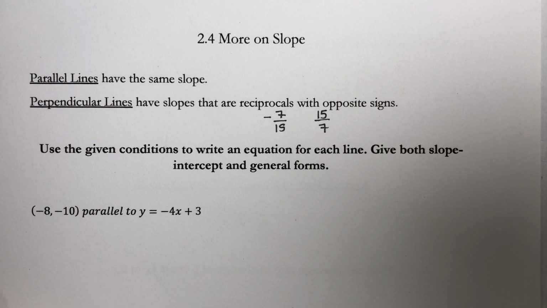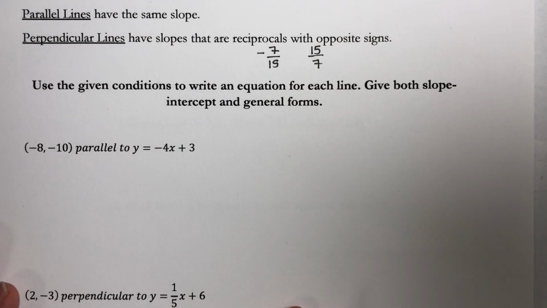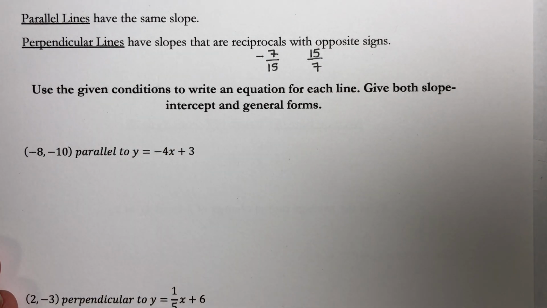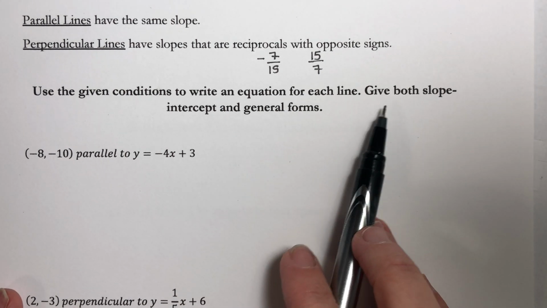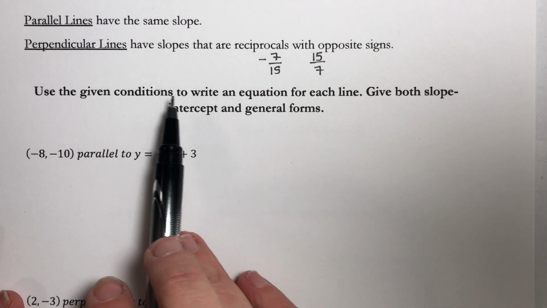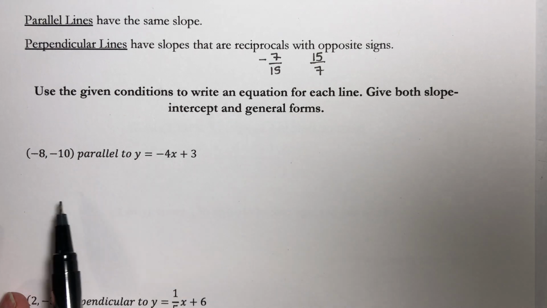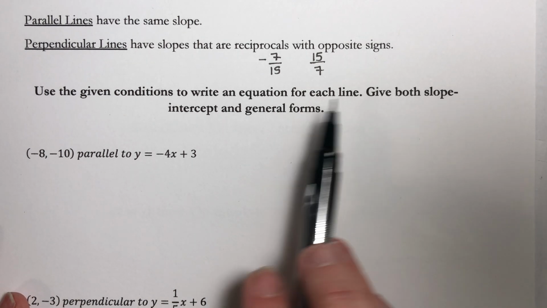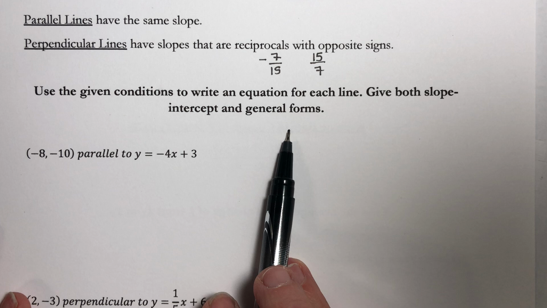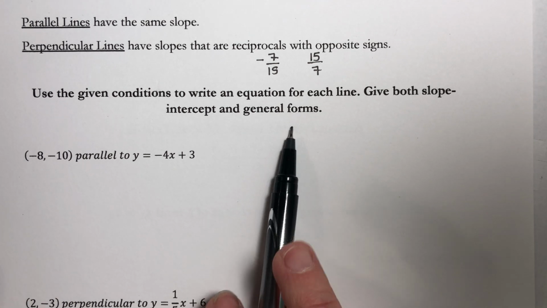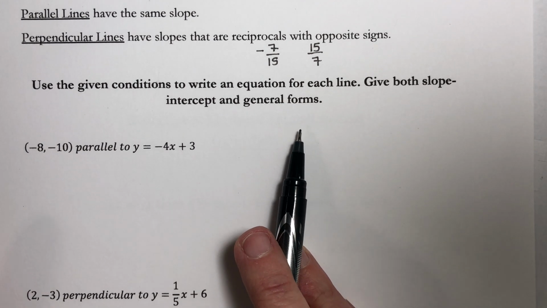Okay? All right, so what we're going to be asked to do is we're going to be given certain conditions, and we are supposed to write our answers. We're supposed to find the equation of the line that fits it, and then we're supposed to give our answer in both slope-intercept and also in general forms. Okay, so let's look at this first problem.